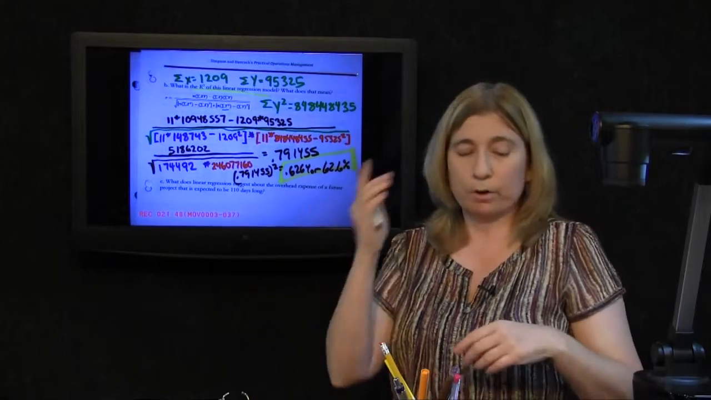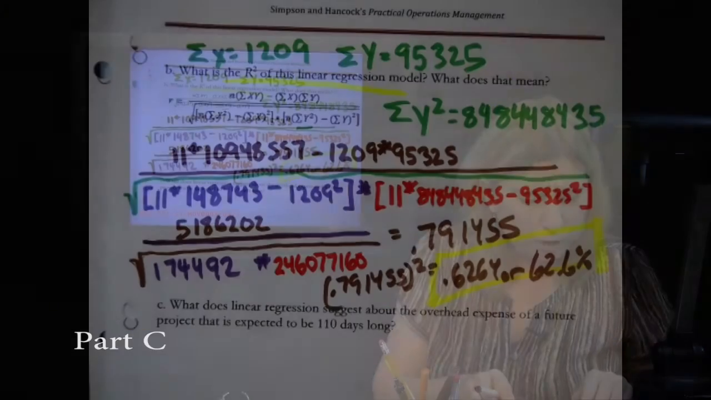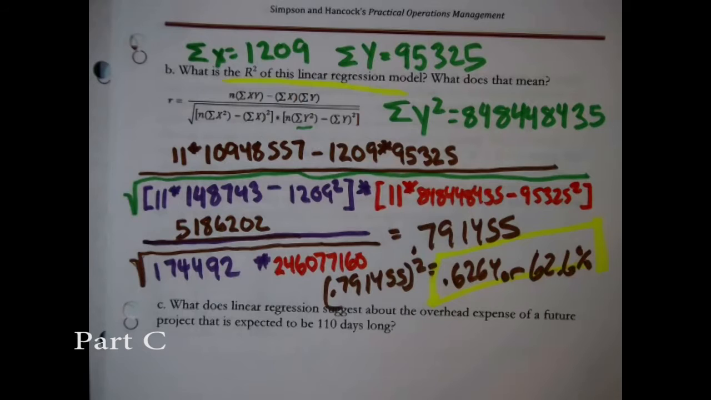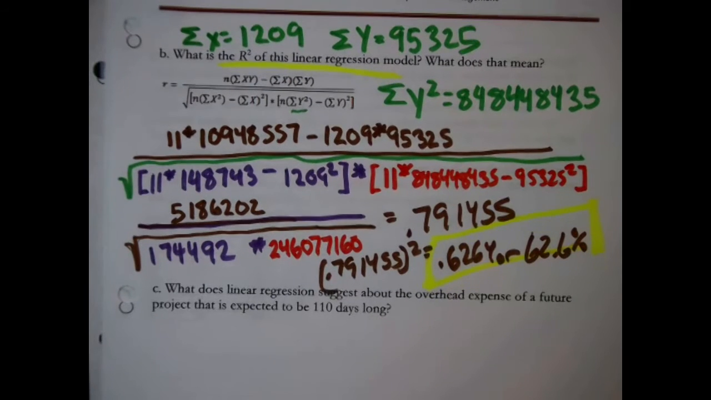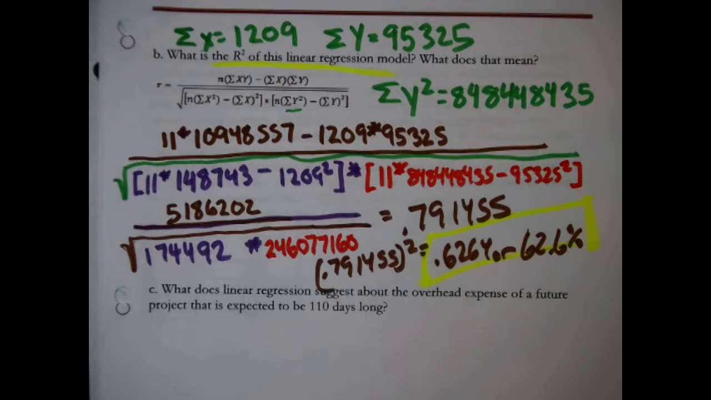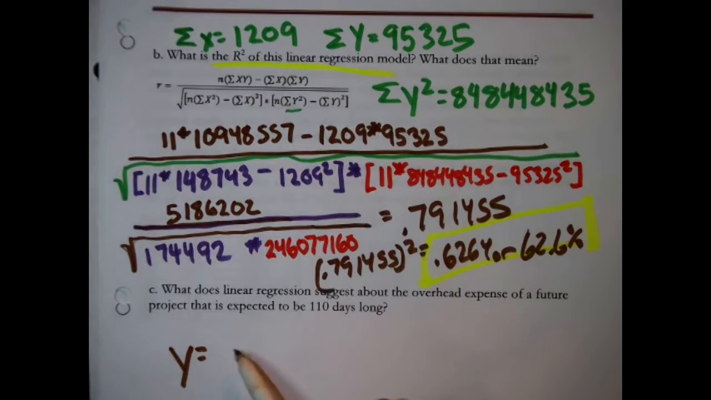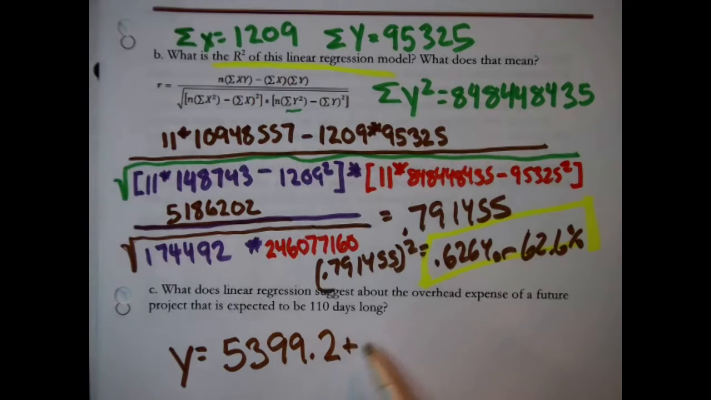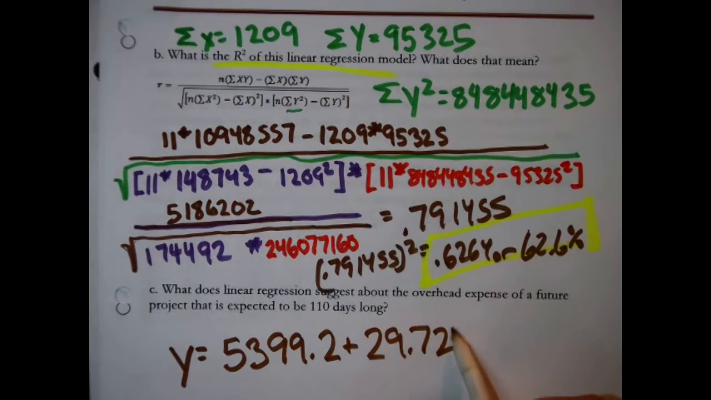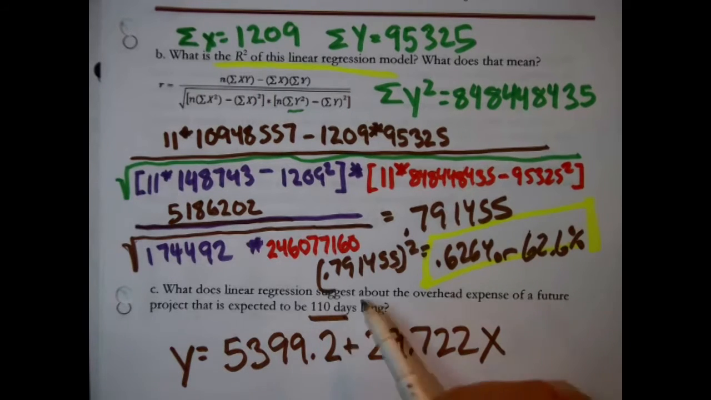Now, next part of the scenario. What does linear regression suggest about overhead expense of a future project that is expected to be 110 days long? This I think we can do fairly quickly. Y equals 5399.2 plus 29.722x. That's our regression equation that we found in the first part of the scenario. To answer this question, we use it. In essence, the 110 days belongs here.